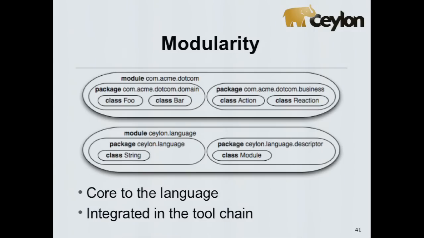Emmanuel started talking about that, and this is something that is very important. In Java you have classes which belong to a package, and then this package belongs to nothing. But in Ceylon, packages belong to modules. And within your module, you define which modules you import and what you export. And this is something in the language from the start.